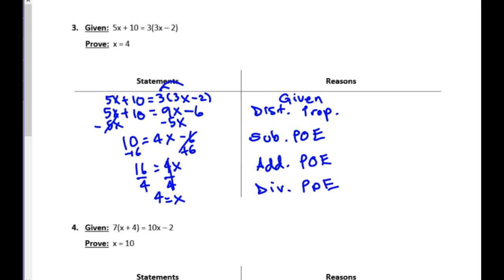Am I donezo? Okay, does everyone see x is on the right-hand side? X needs to be on the left. Whenever you flip it around, that's symmetric property. So x equals 4, symmetric property. That's it.